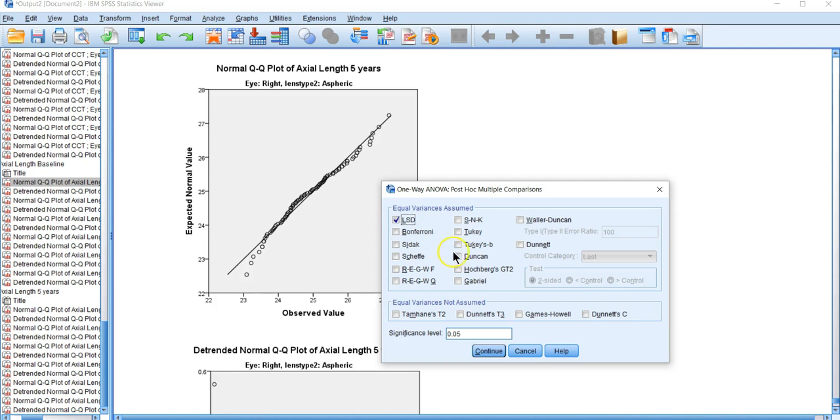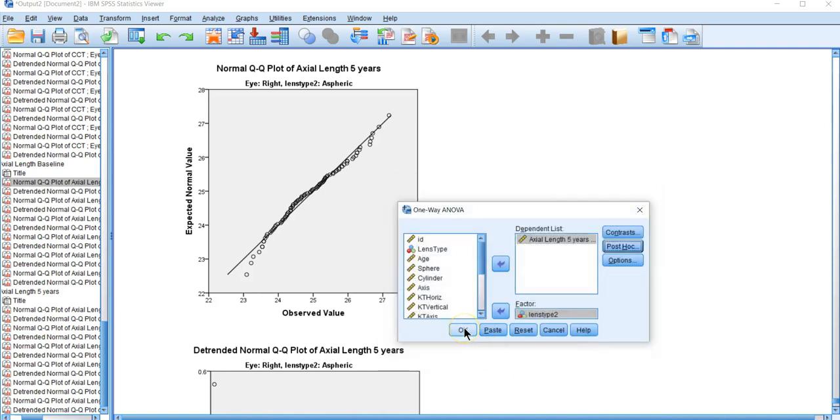We'll do LSD. That stands for least significant difference. And the Reg-WEF is kind of a good one for adjusting p-value post hoc.